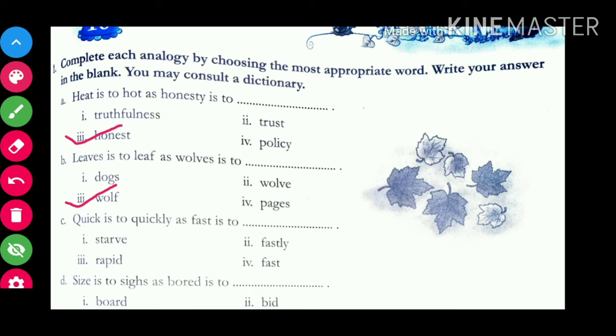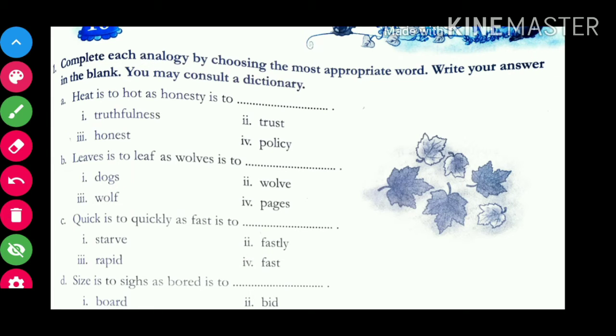Now let us come to C. Quick is to quickly, as fast is to fast. Why? As I had told you earlier also, this is related to adjectives and adverbs. So I would suggest you go back there and read the rules when we tried to convert an adjective into an adverb and so on. So fastly, I had told you at that time, is not a word. So fast is to fast.